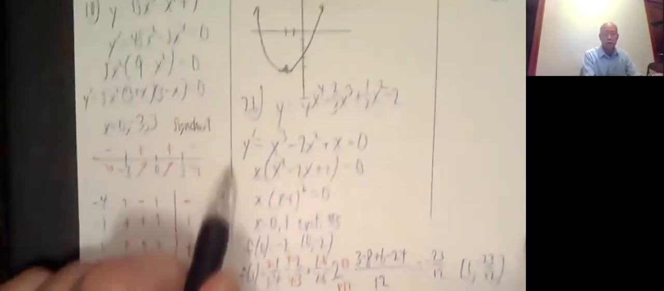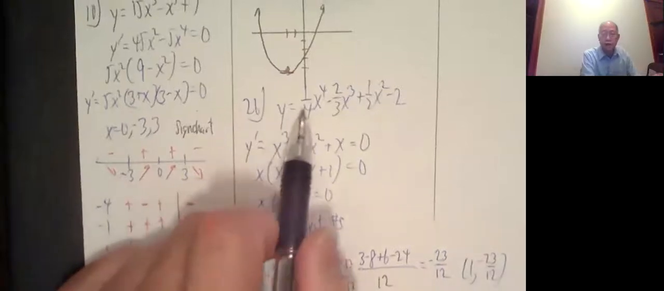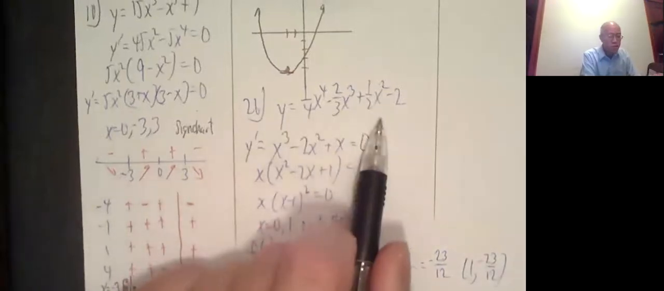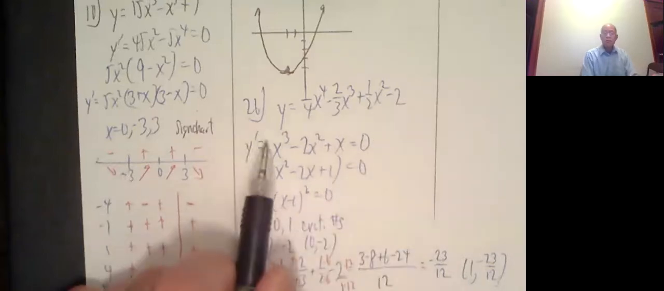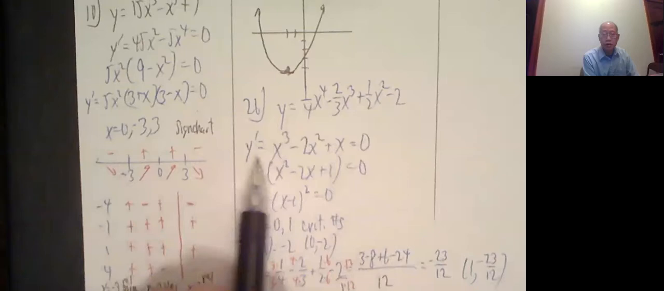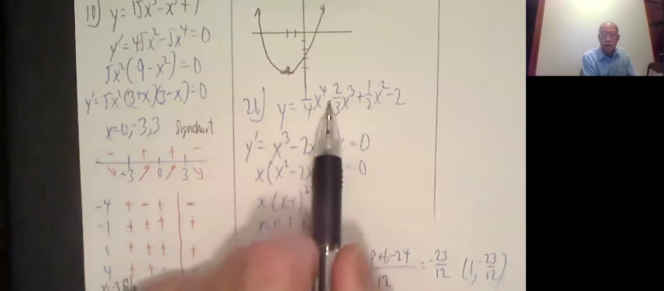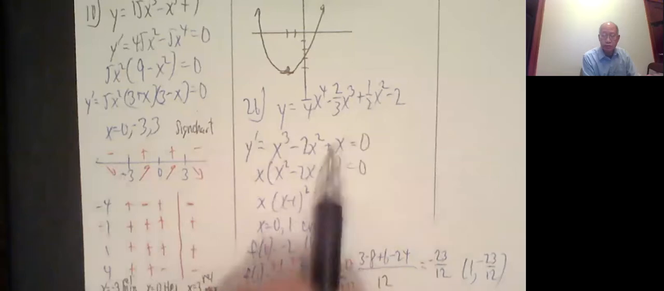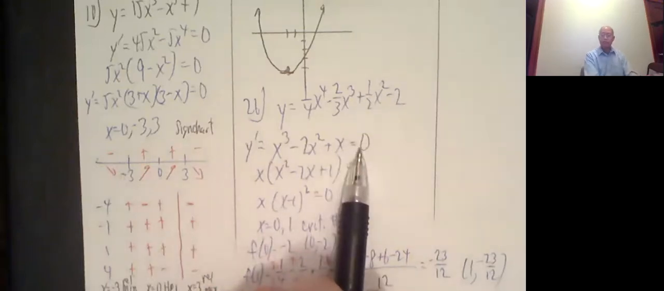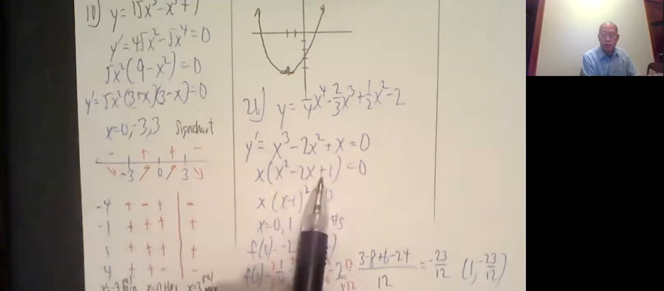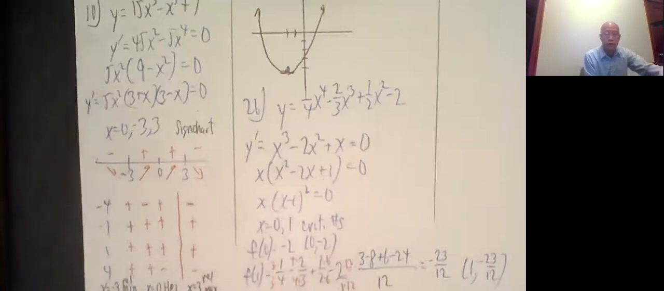Okay, 26. Y equals 1/4 x to the 4th minus 2/3 x cubed plus 1/2 x squared minus 2. Okay, so the derivative actually comes out nice. 4 times 1/4 is 1, so I have x cubed. 3 times negative 2/3 is negative 2 x squared. 2 times 1/2 is 1, so plus x equals 0. Factor out the x. X squared minus 2x plus 1 equals 0. This factors into x times x minus 1 squared.